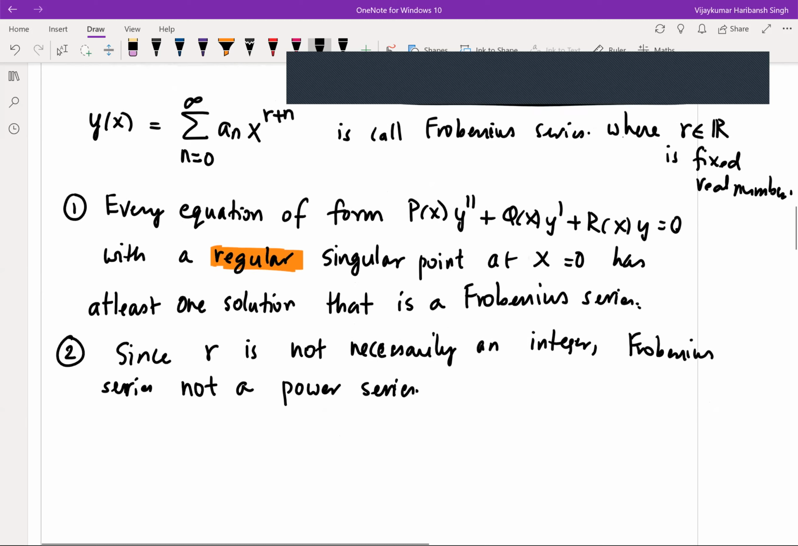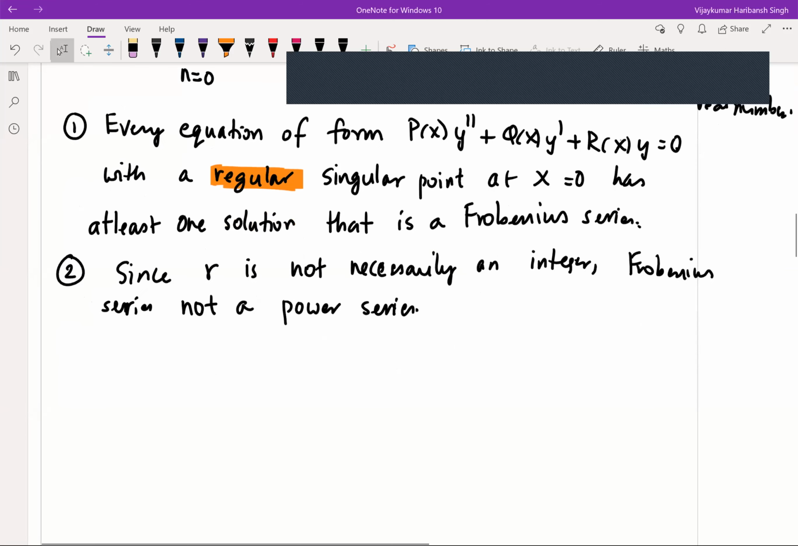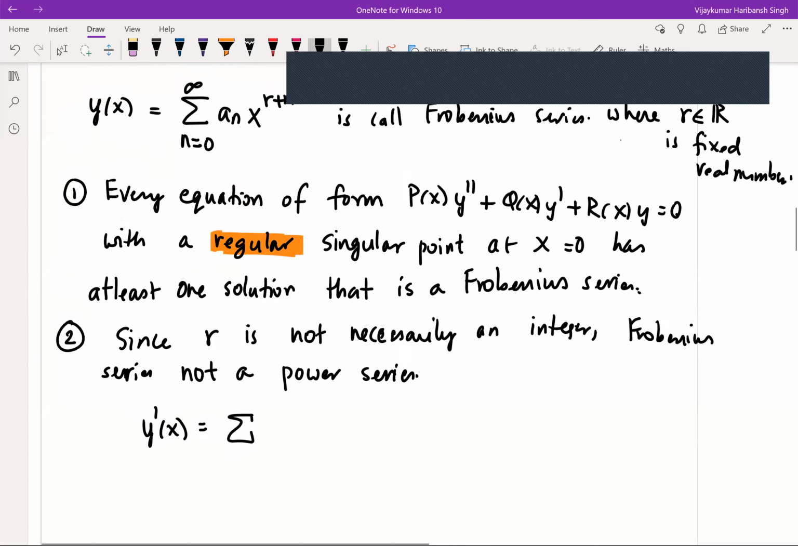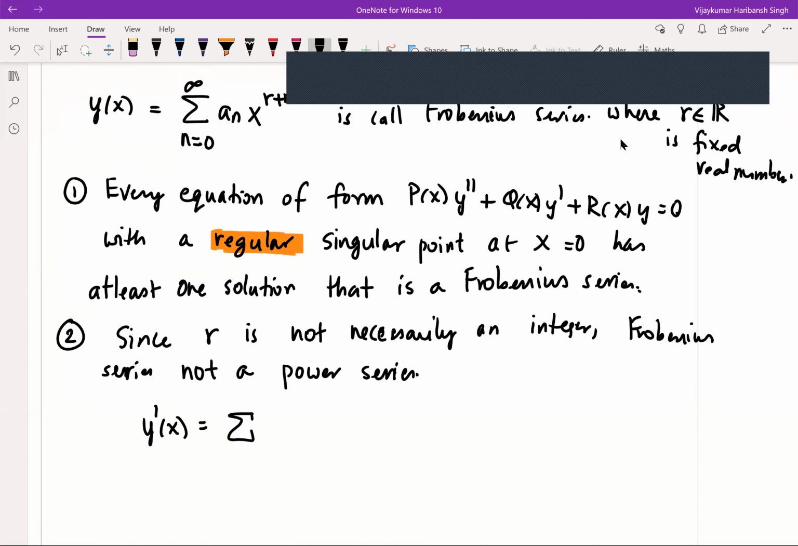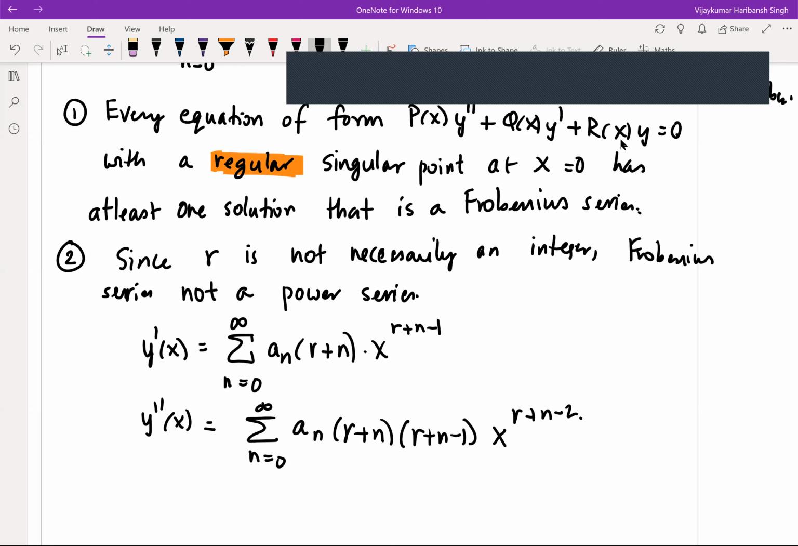So now how do the derivatives look? We get y prime of x is summation n equals 0 to infinity a n (r plus n) times x to the power r plus n minus 1, and y double prime is summation n equals 0 to infinity a n (r plus n) times (r plus n minus 1) times x to the power r plus n minus 2.